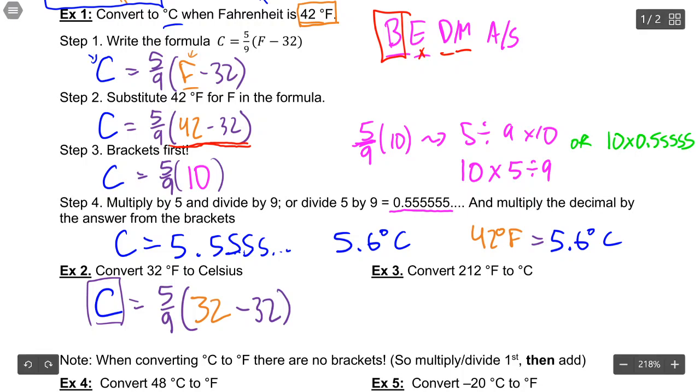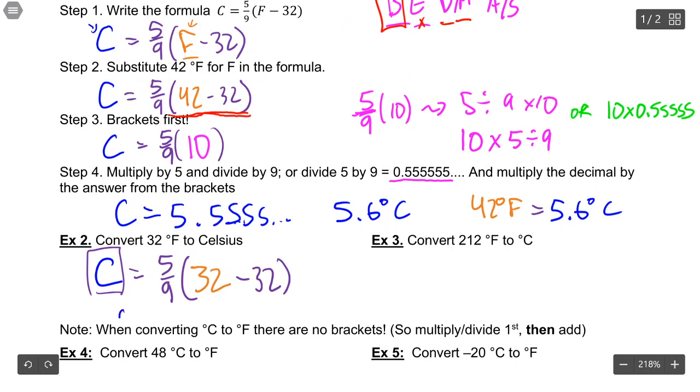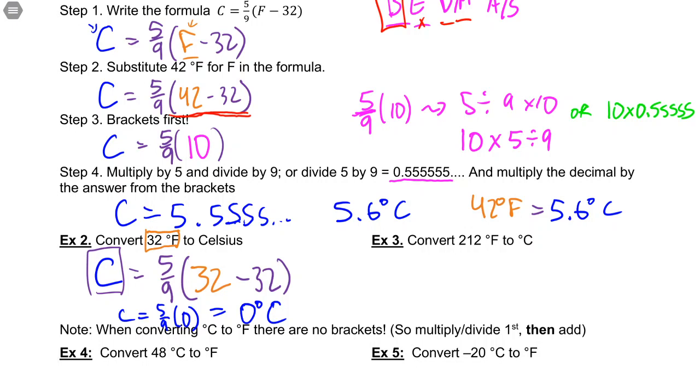So C is 5 divided by 9 times 0. Didn't give myself much space here. But what's anything times 0? Anything times 0 is 0 degrees Celsius. So 32 degrees Fahrenheit is freezing, 0 degrees Celsius. Okay, let's try 212.